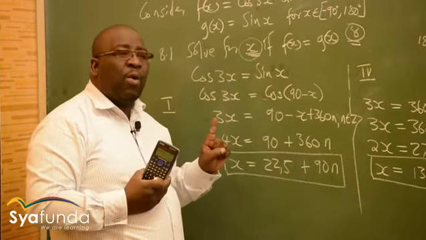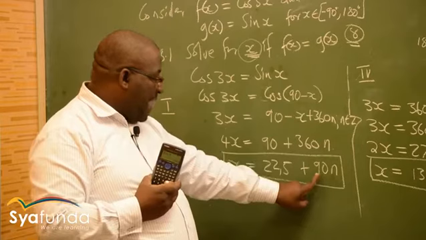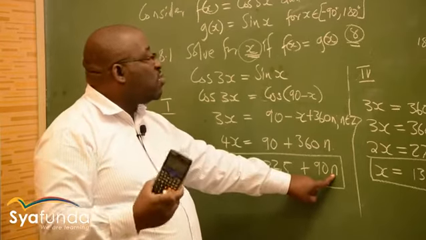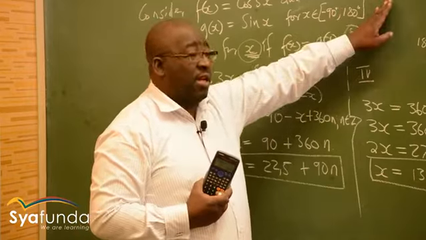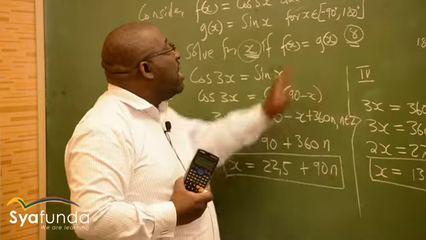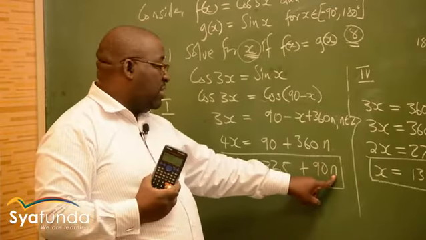Now, let's check what if we move into 2. If we push in 2 here, we're going to have 90 times 2, which would give us 180 degrees. But this says we must not go beyond 180 degrees. So 180 plus something will give us something that is beyond there. So the value of 2 is not going to lead us into our solution.